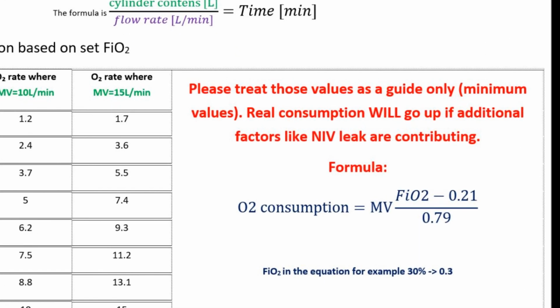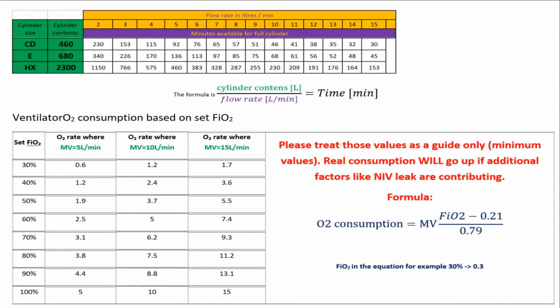For exact calculations, use the formula on the right. Remember, FiO2 must be entered as a decimal. For example, 30% becomes 0.3. These values are only a guide. Leaks, NIV, delays, or higher minute volumes will increase oxygen use.